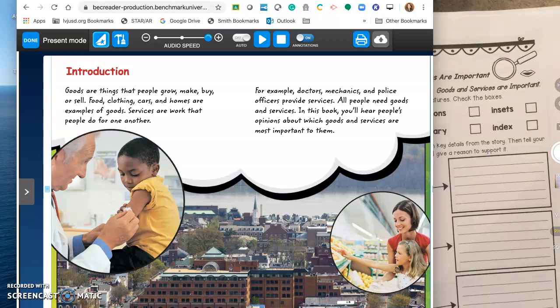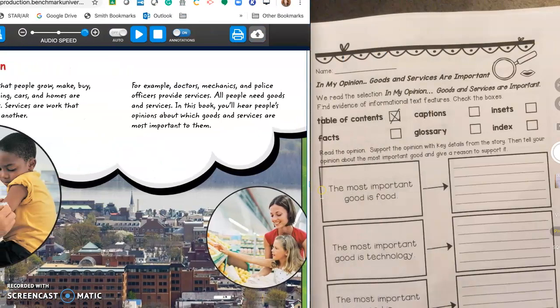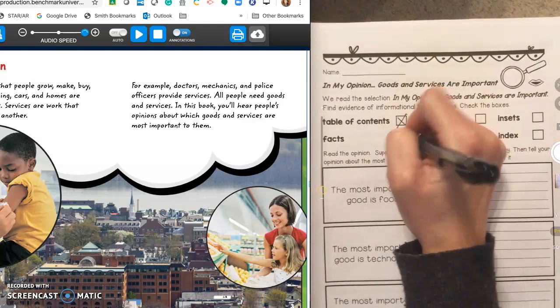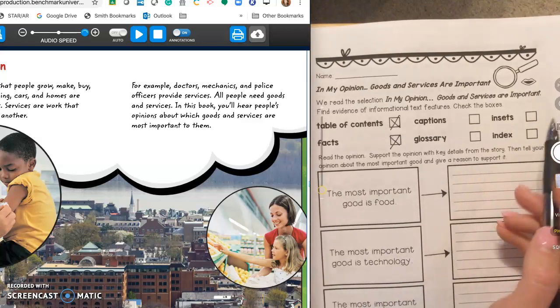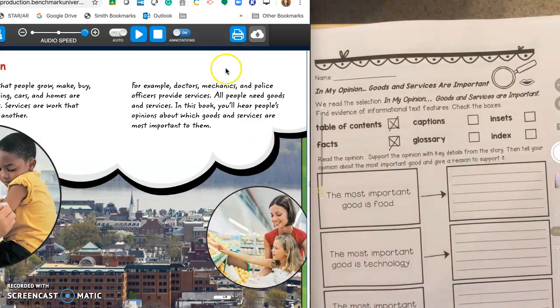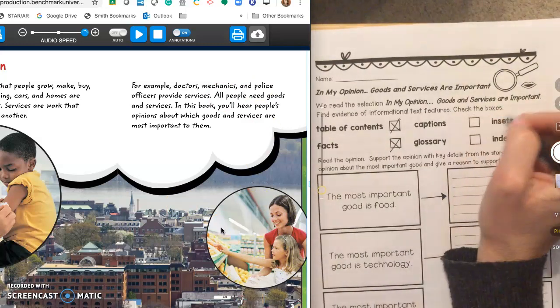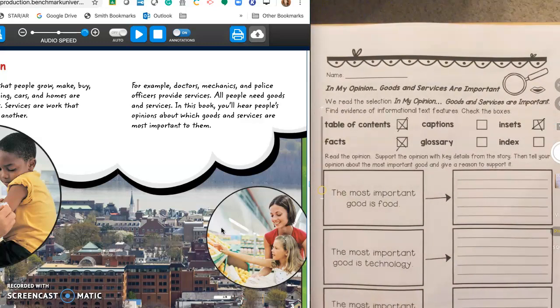So I'm going to check back on my features list and see what else I noticed. I noticed that there are definitely facts. Okay, it's telling me about goods and services. I haven't seen captions or a glossary yet. Insets are these small pictures within a big picture. Okay, so I'm going to check insets, and then an index is usually at the end, so I haven't seen that yet. Okay.